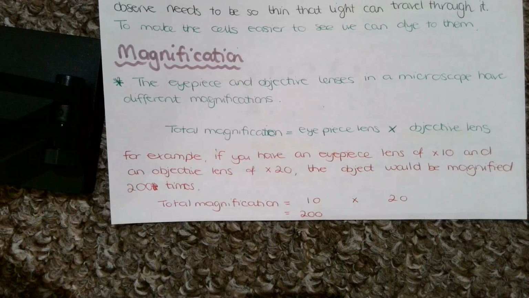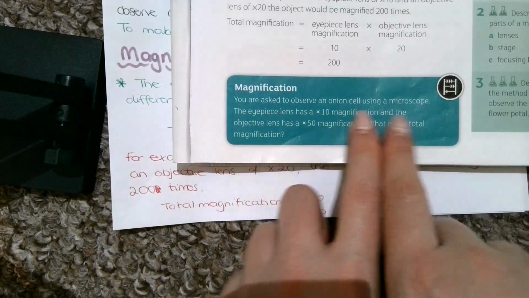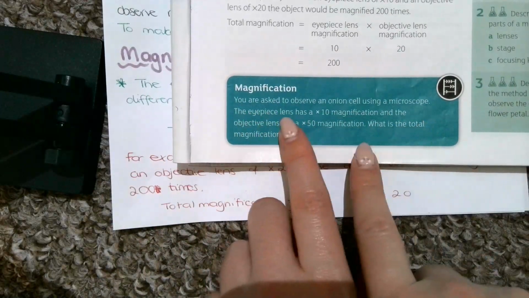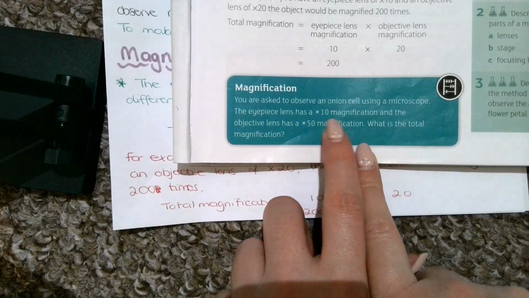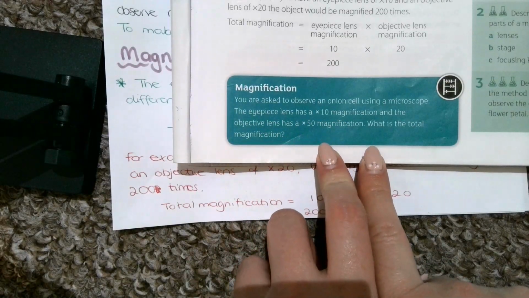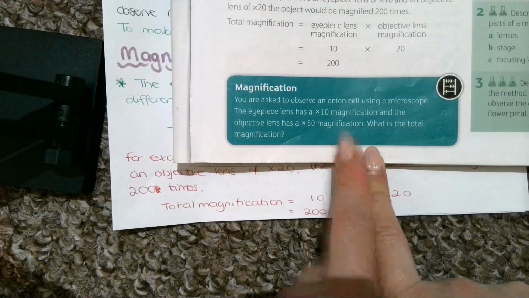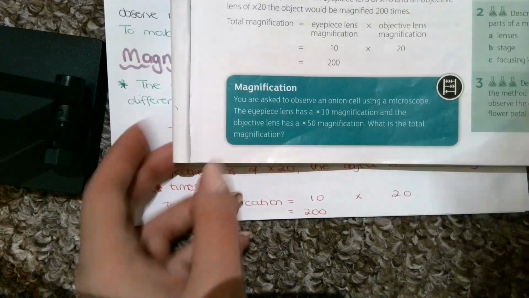So I've got a quick question for you. You are asked to observe an onion cell using a microscope. The eyepiece lens has a times 10 magnification and the objective lens has a times 50 magnification. What is the total magnification? Now pause the video here and see if you can work out the answer.